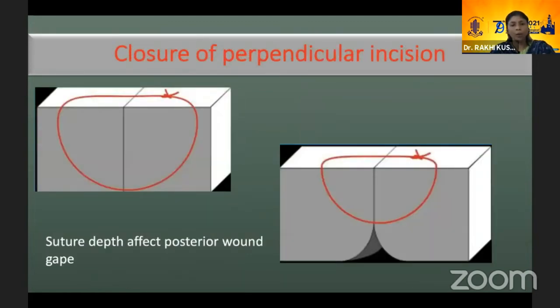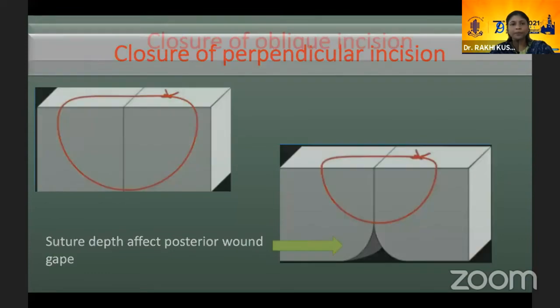Another important parameter in closure of a perpendicular incision or any other incision is the depth of suturing. If you put the suture very deep, then it can cause cheese wiring, and it allows the aqueous to come out and allows organisms to go inside and cause secondary infection. And if you pass the suture very shallow, then we may get a posterior wound gape.